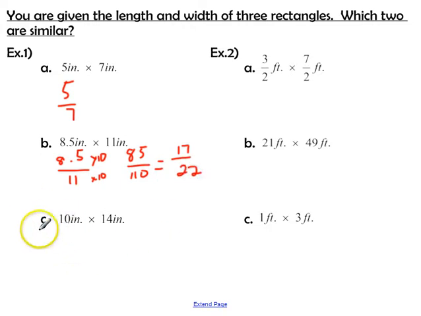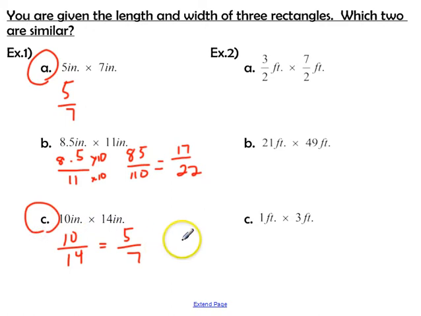And then lastly, in rectangle C, we can compare 10/14, which simplifies to 5/7. So when you compare the final ratio of the length and width of the three rectangles, it's only rectangle A and rectangle C that have the same ratio. So we can conclude that rectangle A and C are similar to each other. Now I want you to try that same process with example 2 and check back with me when you're finished.